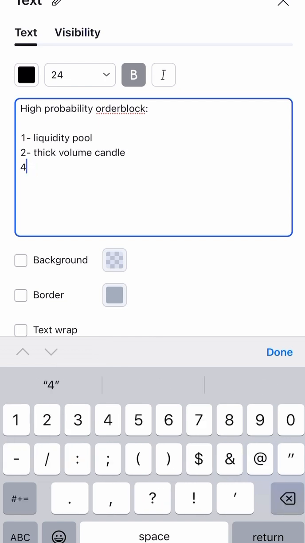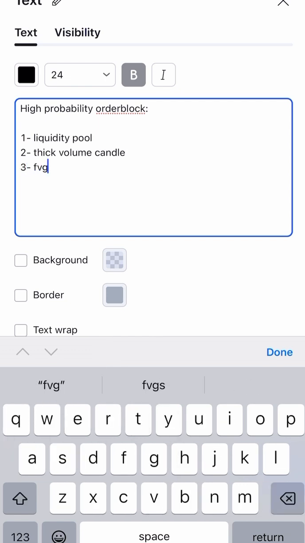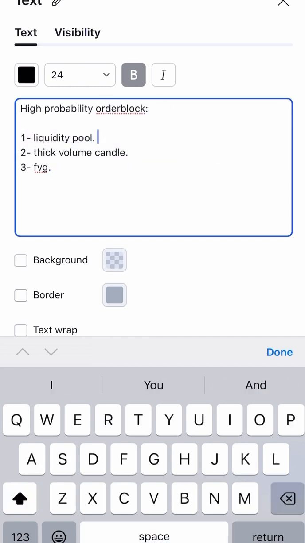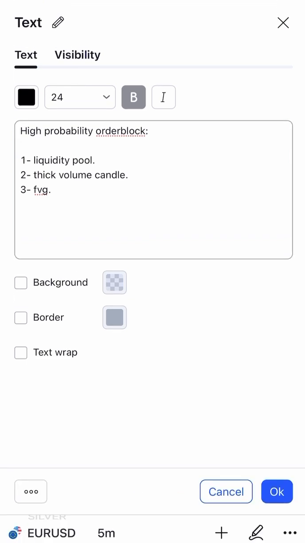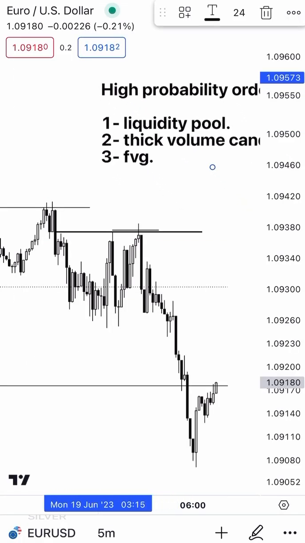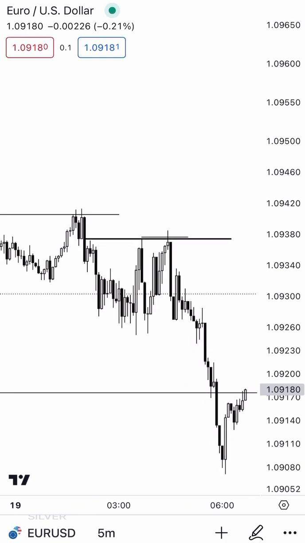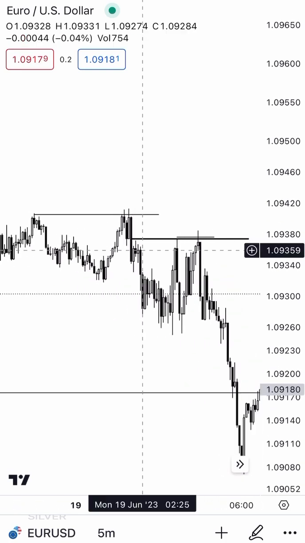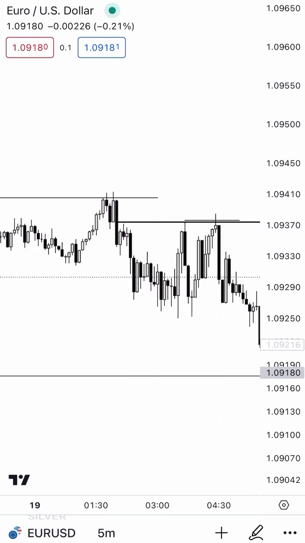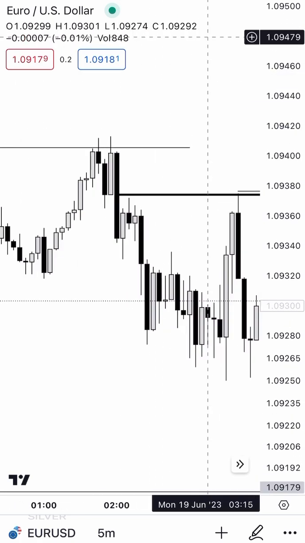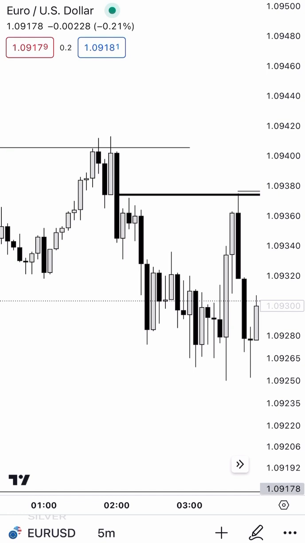Number three, it has to have an FVG. If it has 1 and 2, then it's fine. 3 is always a good confluence to have, right? You just want to see a thick, high volume candle, which is going to push price towards where you want it to go, right? That's order flow. So is this a high probability order block? Liquidity pool, check. Thick, heavy candle, check. FVG, also check.